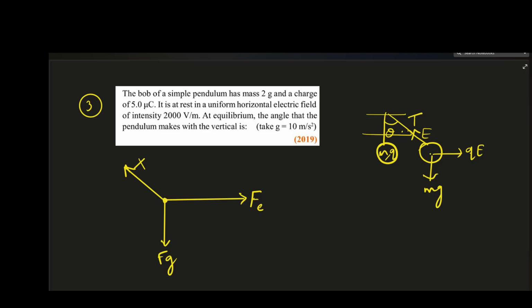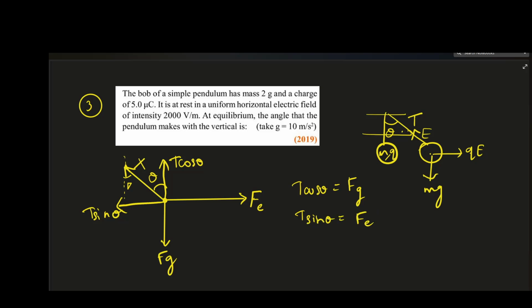Now resolving the components of tension into two, we will have this as our T cos theta and this as our T sin theta. Because theta is here, because when you drew the normal, theta will be here, so the same theta. So from this diagram we understand T cos theta will be equal to the gravitational force, T sin theta will be equal to the electrostatic force.